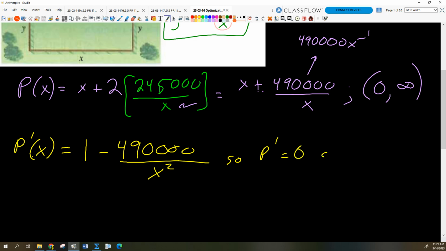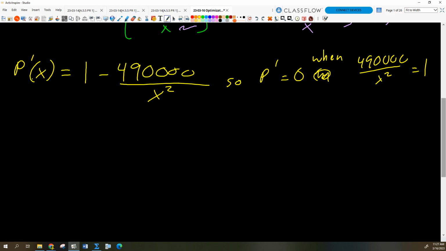And so p prime equals 0 when this term equals 1, right? Okay. Well, when's that? If I cross multiply, that's just when x equals plus or minus the square root of 490,000. But I don't want the minus one, right? That's not in my domain. So I get one critical number at the square root of 490,000, whatever that is, some big number, right?